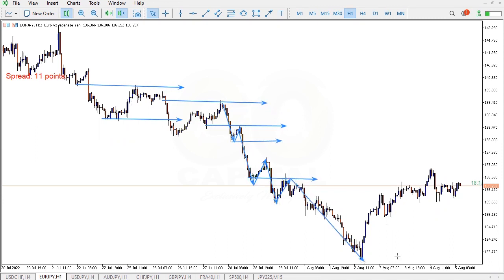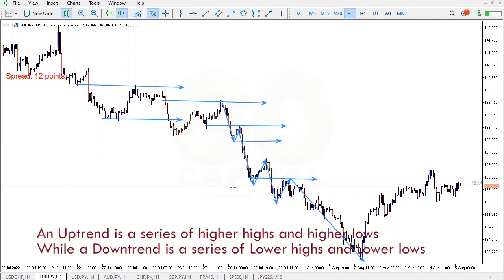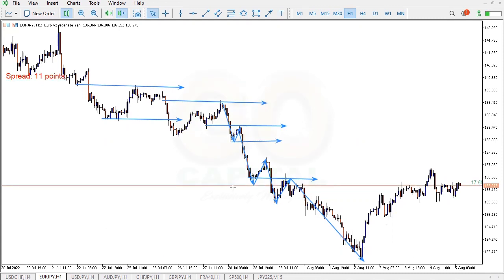All right, so this is what a trend is all about. A trend is a series of highs and lows. An uptrend is a series of higher highs and higher lows, while a downtrend is a series of lower highs and lower lows. So that is what you look at in the market. These are price moves. This is how you trade the trend.